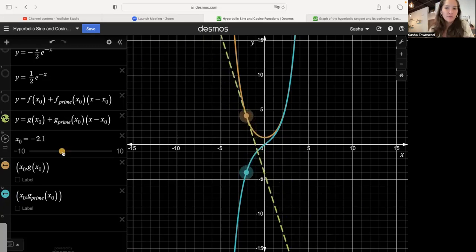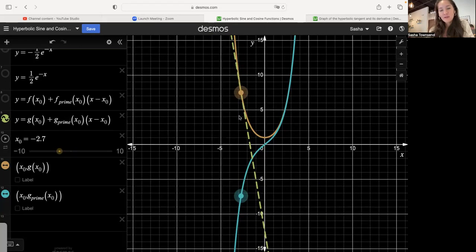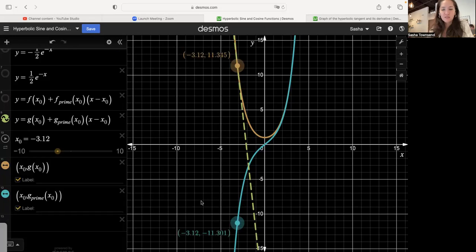Now, as we move our tangent line to the left, so our x naught goes to the left, we see that the lines get steeper, but they all have negative slope. The line falls as we look at it from left to right. So the corresponding slope should be negative numbers, and then the farther we get from x equals 0, the larger in magnitude those negative numbers become. So if we want to see the actual slope at different locations, we could just calculate rise over run. It looks like at x equals negative 3.12, the y value for the hyperbolic cosine is 11.345, and the corresponding slope is negative 11.3.